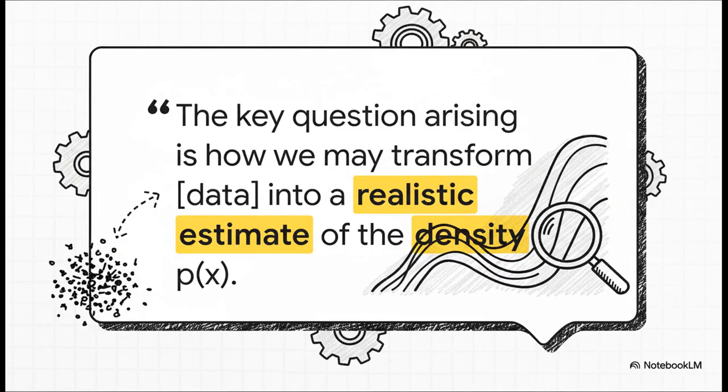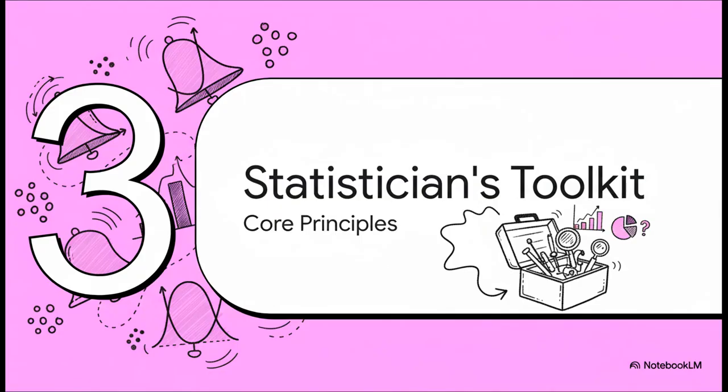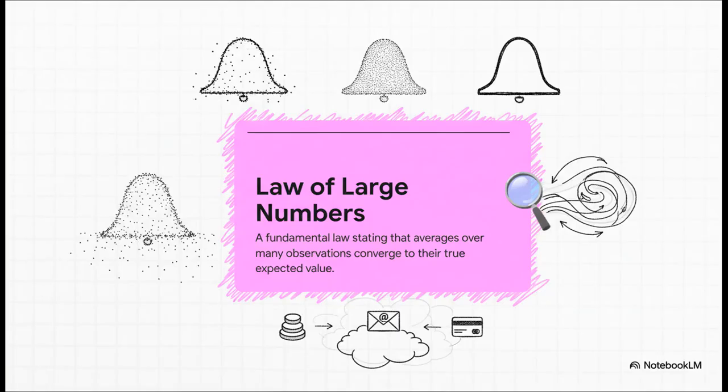And this quote from the source material just nails it. The real challenge is, how do we transform this raw data into a realistic estimate of the density? That's the whole game right there. Now, you might be thinking this all sounds like a neat party trick, but it's not. This whole thing is built on some really solid, powerful statistical principles that give us the confidence to actually trust the results. First up, we've got the big one, the law of large numbers.